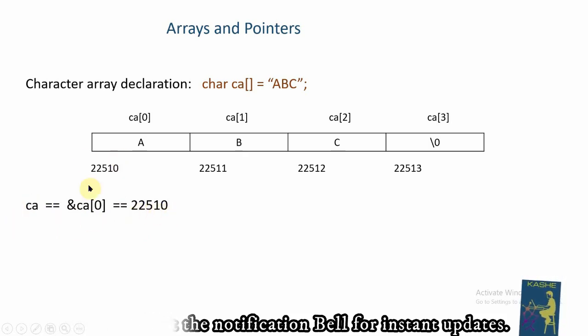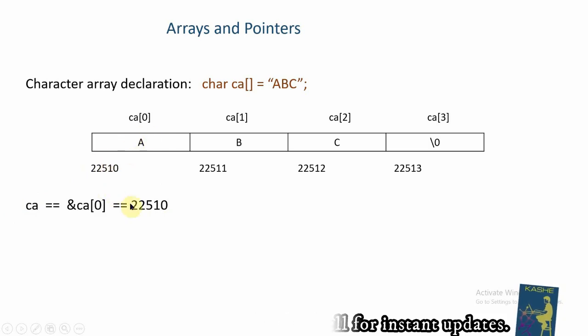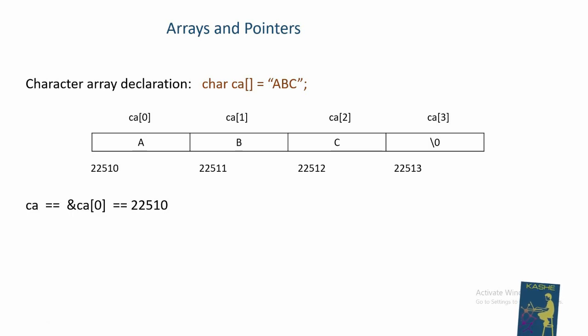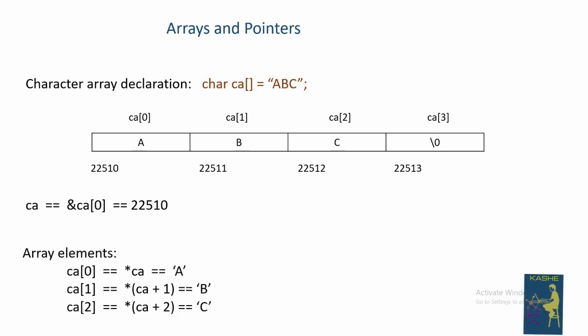Now CA is a pointer to the first character in this character array. So always remember this point very clearly. If you define any array, the name of that array is nothing but the address of the first element in that array. Then how can you access individual elements here? In order to access the individual elements of any array, you have two options. The first one is by using an index, or by using the dereferencing operator, you can access the individual element.